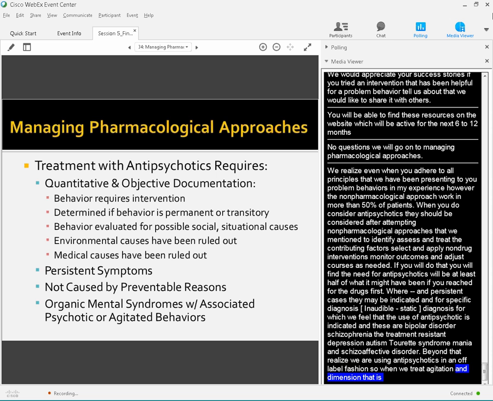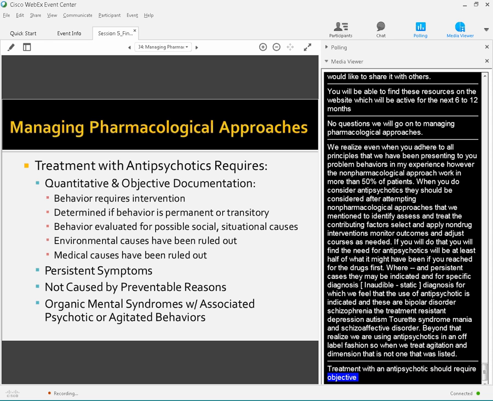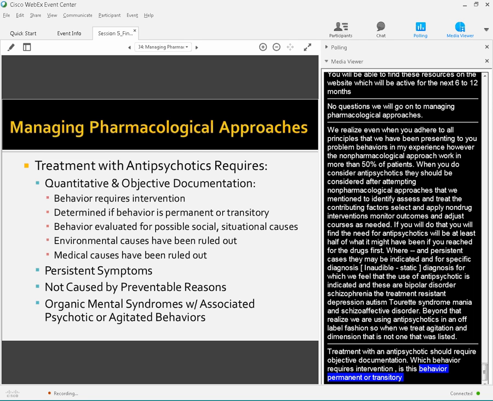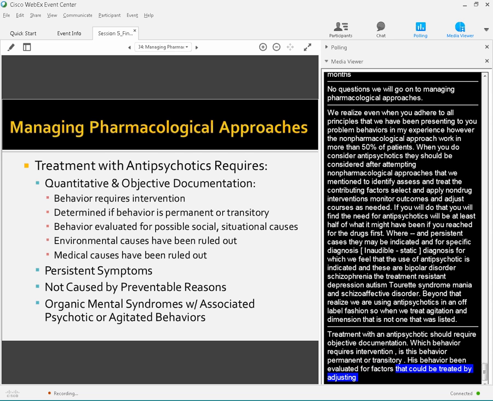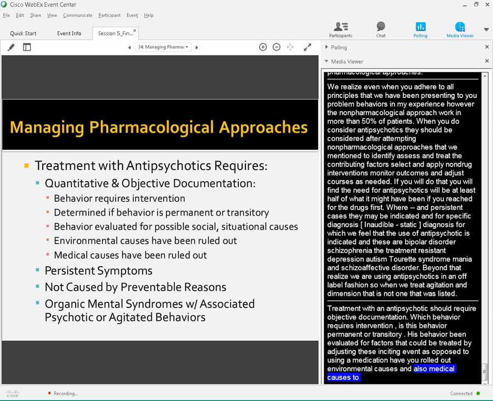Treatment with an antipsychotic should require objective documentation. Which behavior requires the intervention? Is this behavior permanent or transitory? Has the behavior been evaluated for possible contributing factors that could be treated by addressing these inciting events as opposed to using a medication? Have you ruled out environmental causes and also medical causes? Realize that delirium, acute change in mental status, can be precipitated by medical illness, pain, surgical emergency.